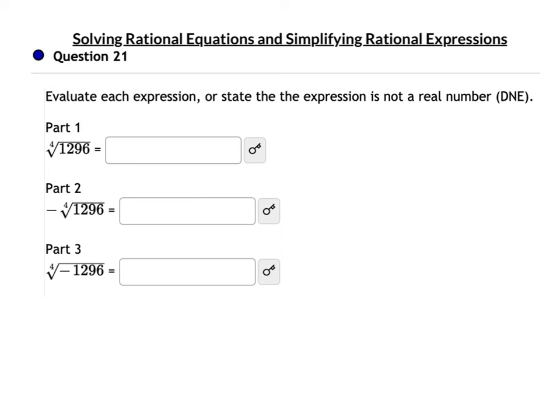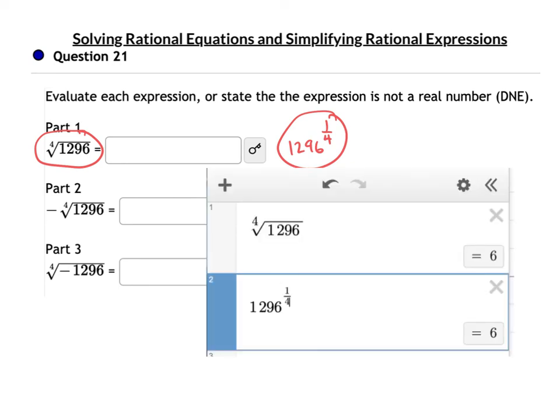Question 21 is a calculator question. I will point out that you could write this as 1,296 to the 1/4 power. You can put it in either this way or this way in Desmos, and it will give you the same answer. I'll show you. In Desmos, I brought up the keyboard, click in the lower left corner, and under miscellaneous, you can do any root and plug in the question like this. But that's the same thing as 1,296 to the 1/4 power. Both of these give you the same answer of 6.